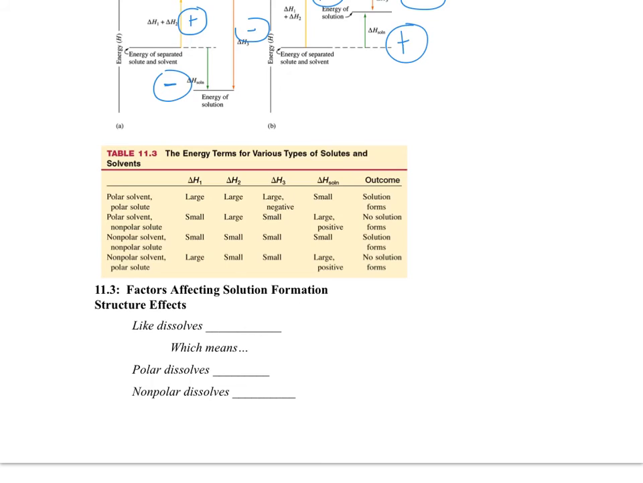Going down to the third example, when you have a nonpolar solvent and nonpolar solute, your delta H1 and 2 are small, and so is your delta H3. So the delta H of your solution is going to be overall small, and the solution does form. You can see the two in between are where your solution does not form, and that's when you have a polar solvent and a nonpolar solute, or a nonpolar solvent and a polar solute. And this should make sense leading into the next thing.